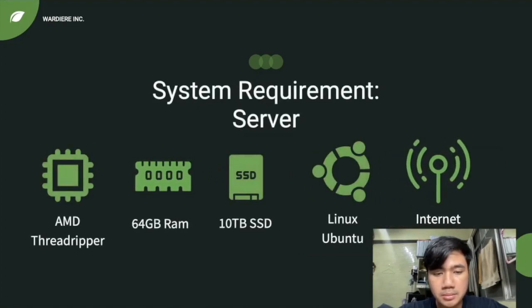For the server, because we need a lot of power for the data training, we use an AMD Threadripper, 64 GB of RAM, and 10 TB of SSD, which in reality we will only use 5 because we adopt the RAID 0 system. So the 5 is for the main storage and the other 5 is for the backup storage, because we don't want to lose our data in case anything happens. Next, for the operating system, we will use Linux Ubuntu. Also, we need an internet connection for the data transfer.